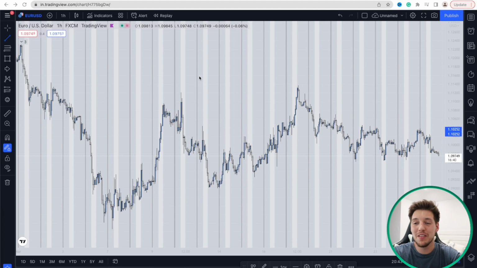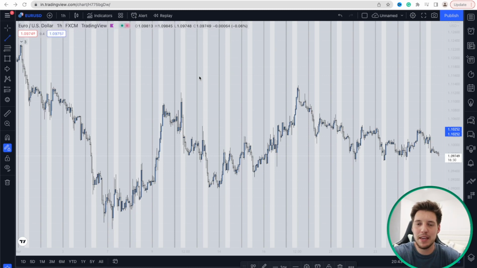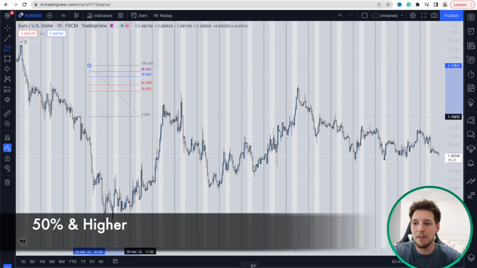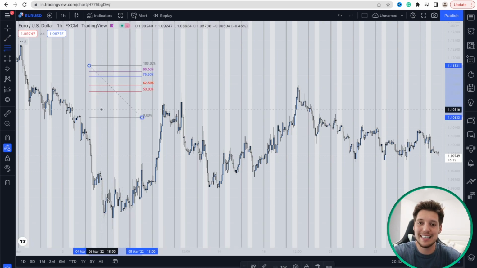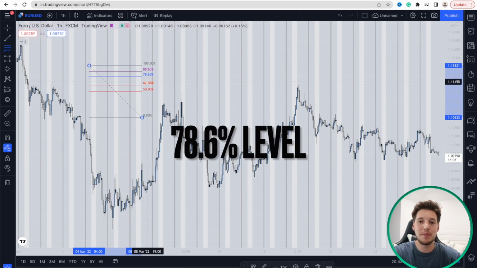Now, one of those things that I always took into consideration was being able to understand that we are in an overall premium level inside the market. Now, what does that mean? A premium level inside the market is going to be anything above a 50%. Anything below a 50% would be considered at a discount level. However, there are levels that I like to highly take into consideration. In this case, the 78.6 level is going to be my favorite level.